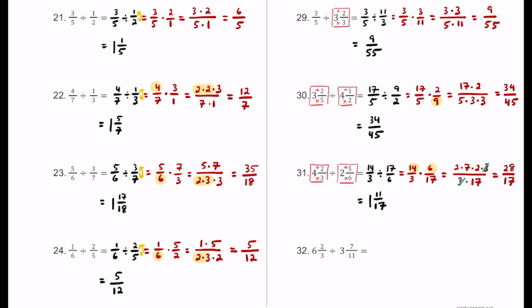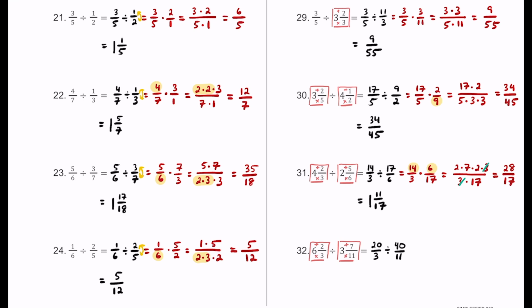And finally, for number 32, we have 6 and 2/3, and we're going to divide this by 3 and 7/11. So let's go ahead and turn these into improper fractions. So 6 times 3 is 18. 18 plus 2 is going to be 20. So we'll have 20 over 3. And let's divide this by the 3 and 7/11. So 3 times 11 is 33. 33 plus 7 is going to be 40. So that's going to be 40 over 11.